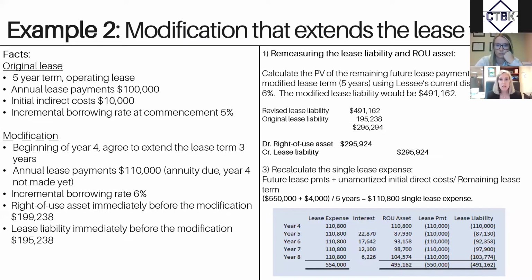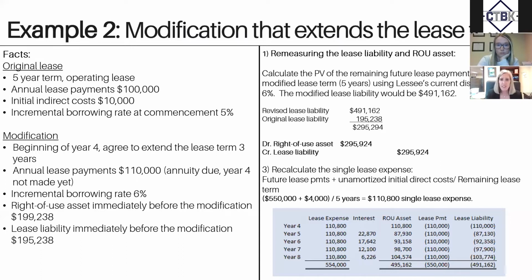So even though I'm remeasuring the lease liability and the right of use asset, I still have to account for those initial direct costs that haven't been fully amortized. So when I look at both of those numbers divided by 5, my lease expense is going to be $110,800. You can see in that little blue box, I now have my right of use asset, which is the $495,162, which is really that $199,238 on the left-hand side, plus my $295 adjustment. So now I'm amortizing off that $495,162, and you can see how my lease liability gets amortized off.